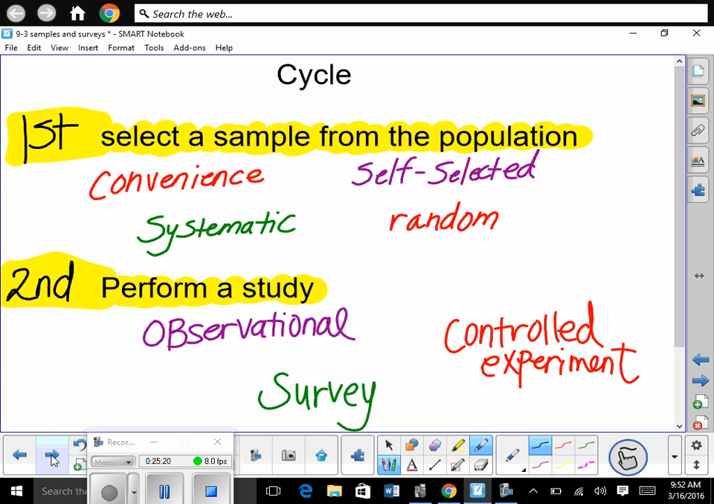Okay, so for example, if the population's RHS students, I'm going to take a sample, and I'm going to randomly pick students. I go out and grab somebody from here, there, all over the school, randomly. I pull them into a room, and now I'm going to perform a study. I choose to do a controlled experiment, so I say, you on this half, you on this half. You guys eat chocolate for a week, you guys don't. Let's see who gains weight. Does that make sense, everybody? Okay.